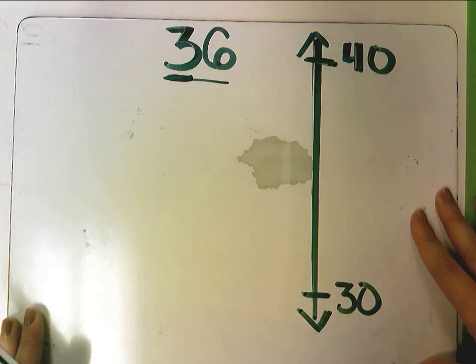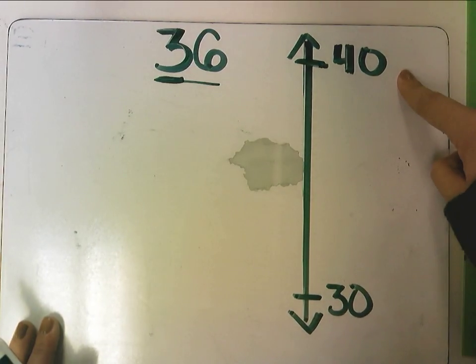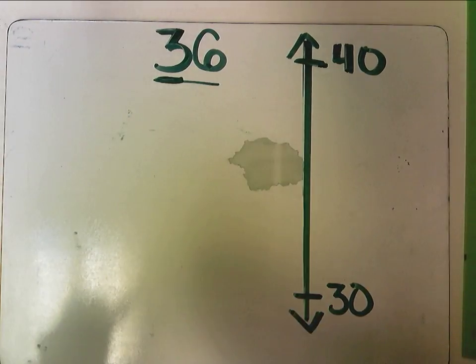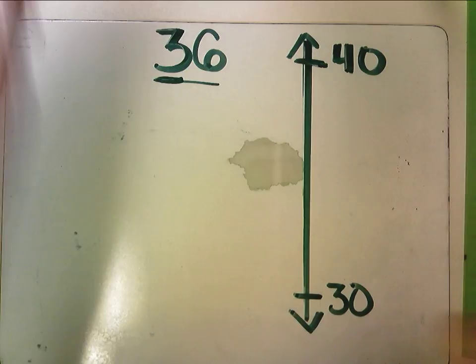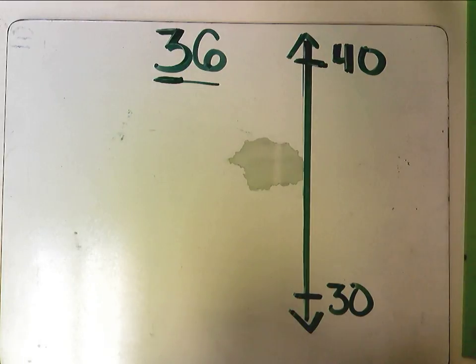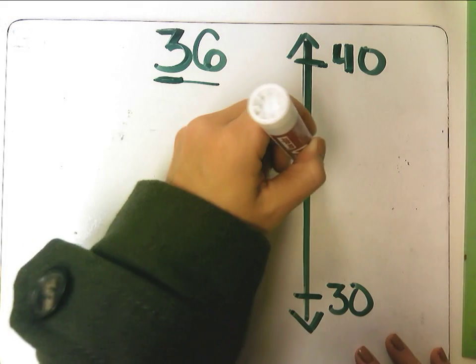So here's our number line. We have 30 and 40. That's our first step, finding the two tens that it's in between. Our next step is finding the halfway mark. Going to draw a tick mark in the middle.